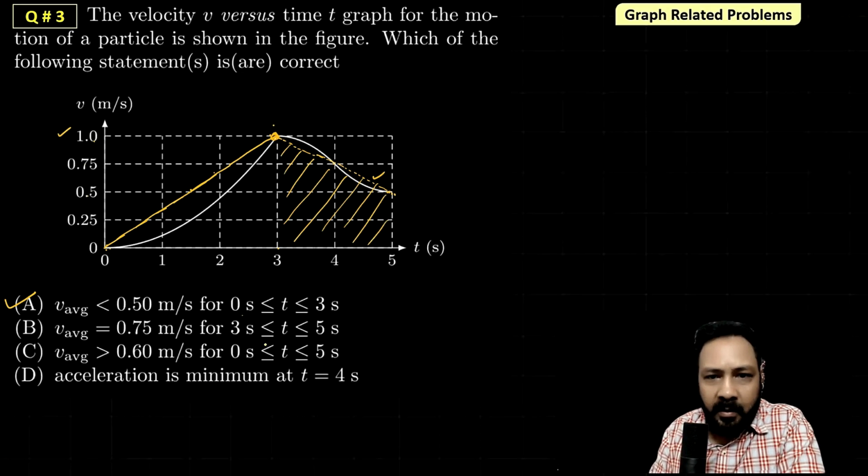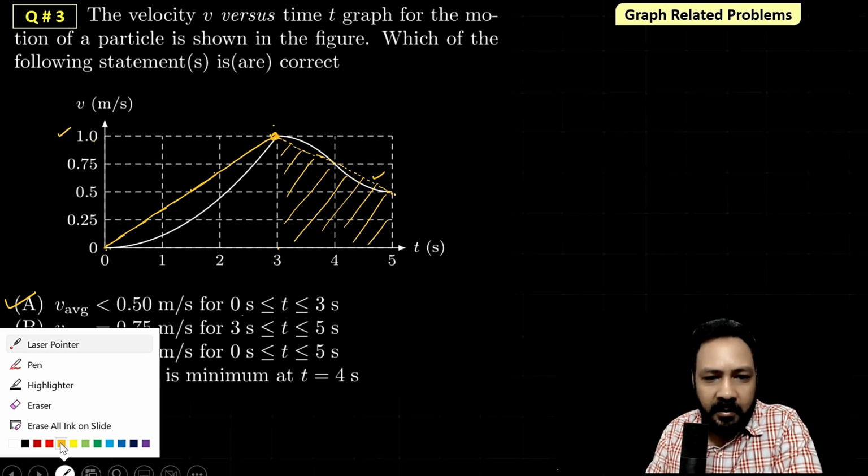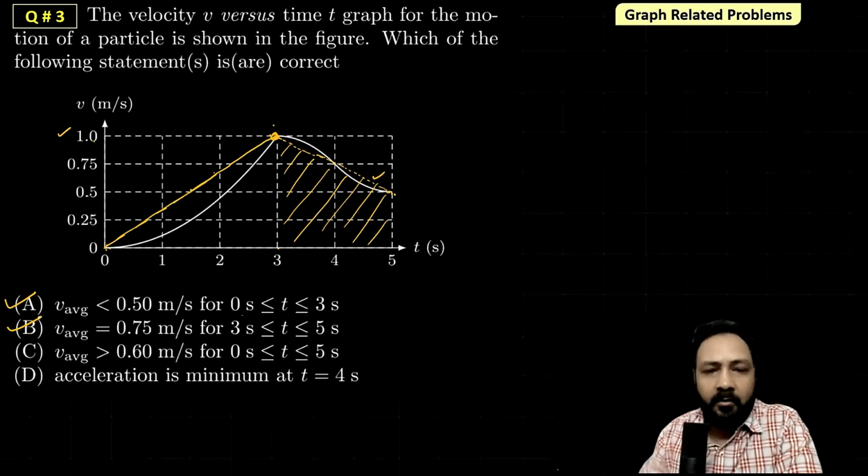And see carefully. The area under this graph is the displacement from 3 to 5. Here, what happened? This area is missing and that area is covered, because you can see this area and this area are the same. So the area under this graph from 3 to 5 is the same as the area under this graph from 3 to 5. So the displacement from 3 to 5 is the same, and using this graph the average velocity is 0.75 meters per second. So this is also a correct option.